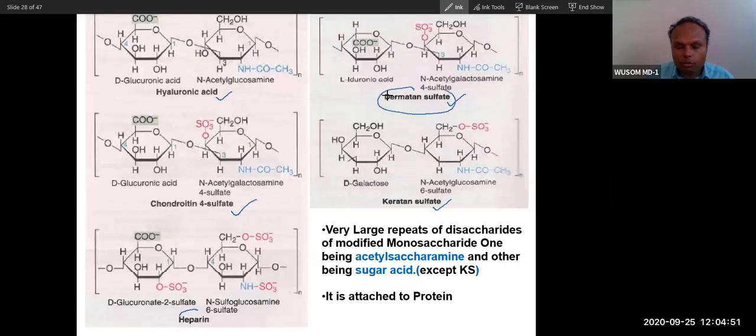You just need to understand dermatan sulfate, and there is one more, heparan sulfate. You need to know only two: dermatan sulfate and heparan sulfate. As the name suggests, dermatan is related to skin, derma. We will talk about these two. Now let's see the distribution of where these are present. I have told you it is a repeat of disaccharide made up of sugar acid and sugar amine. Can you see here?